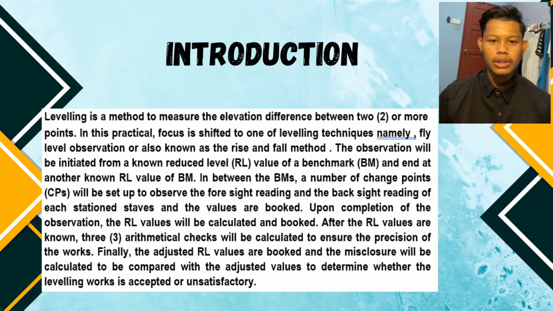Consequently, the adjustment value can be computed, where this value will be distributed accordingly to each section. Finally, the adjusted RL values are booked and the misclosure will be calculated to be compared with the adjusted values to determine whether the leveling works is accepted or unsatisfactory.